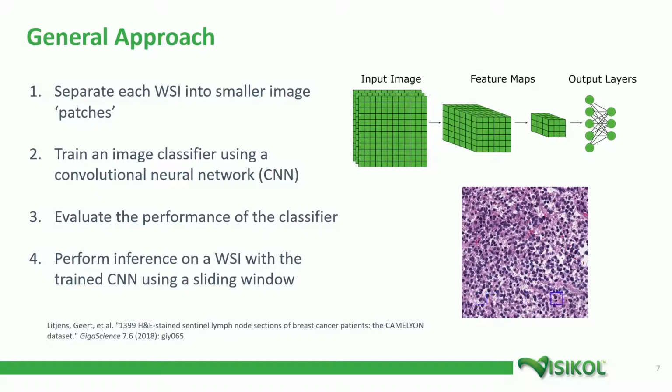Next, we train an image classifier using a convolutional neural network. Third, we evaluate the performance of our classifier on test data that has never been seen by the neural network. And lastly, we perform inference on a whole slide image using the trained convolutional neural network using a sliding window approach similar to the animation seen on the right side of the screen.